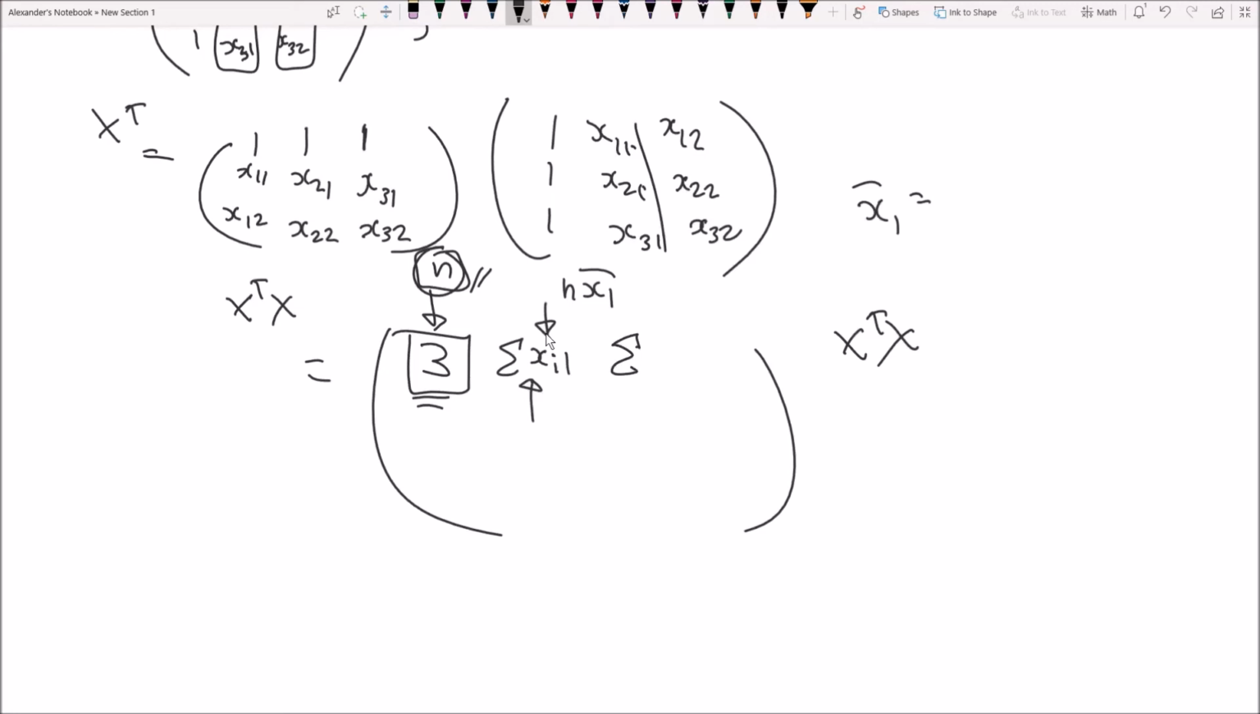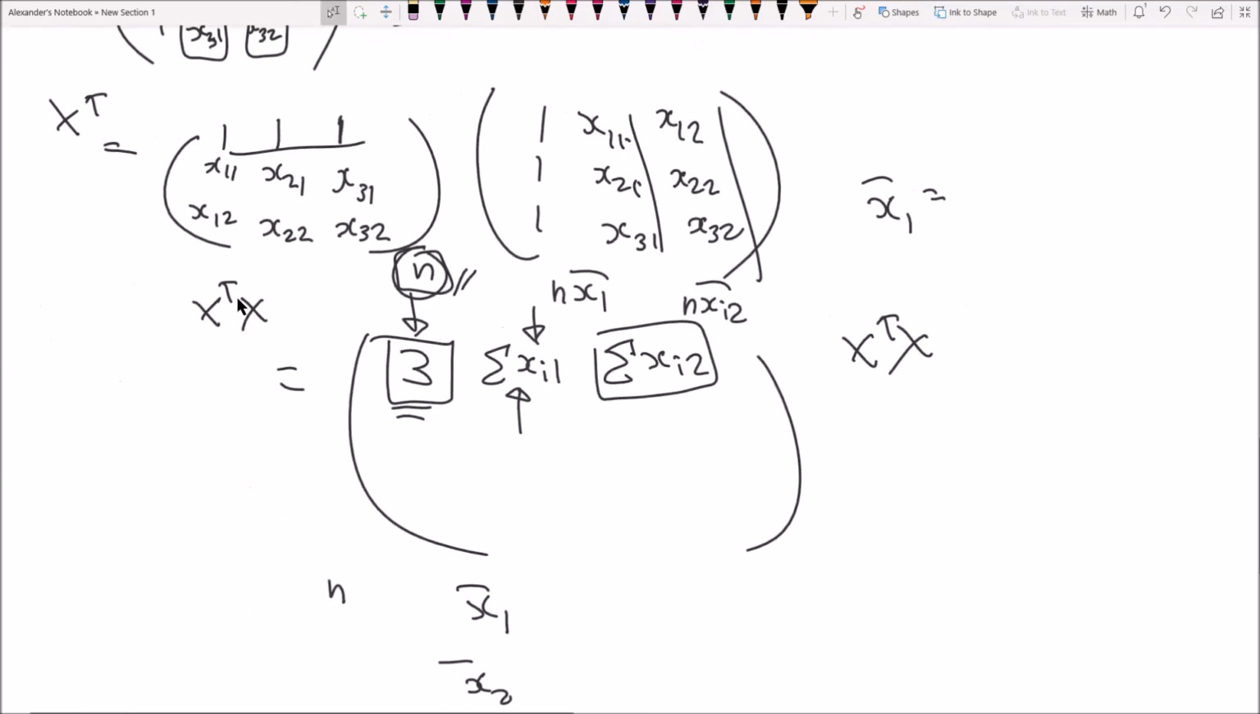Similarly, the third value in this row is the summation of xi2, because we have row 1 times column 3. So we have x12 plus x22 plus x32, and that's the summation of xi2. Or we can also say that this is n times x2 bar. If we know this, then we can very easily, from the matrix X transpose X, derive x1 bar and x2 bar, and also see what the value of n is.